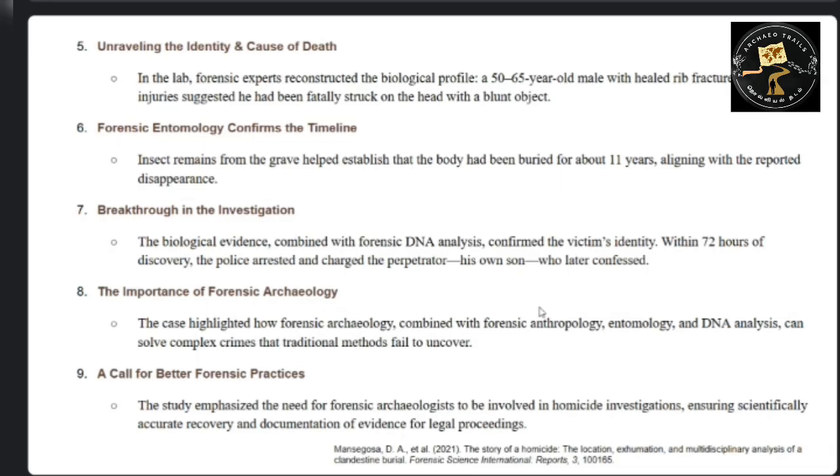Okay, this case highlights how forensic archaeology combined with anthropology, forensic anthropology, entomology, and DNA analysis can solve complex crimes that traditional methods fail to uncover. So missing cases, cold case, everything can be solved. So this study emphasized why forensic archaeology is very important in the crime scene investigation and for legal proceedings.